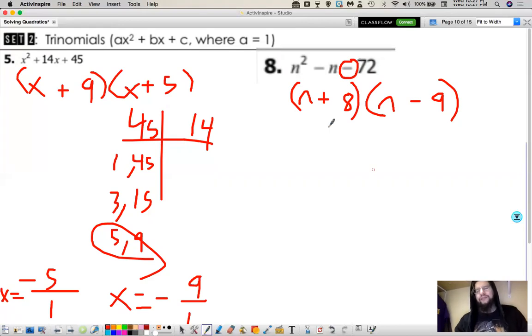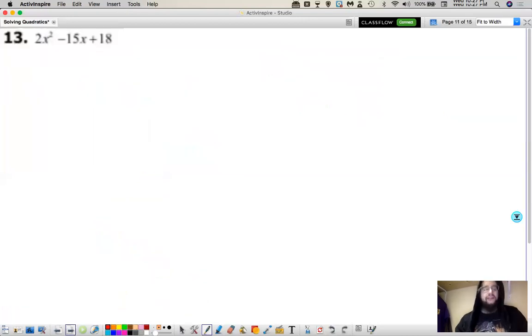Again, that's not too terrible if a is 1. Don't try and do that if a is not 1, though. If a is not 1, AC shortcut, or area model, or grouping, or whatever you want to do. But don't try and guess and check.